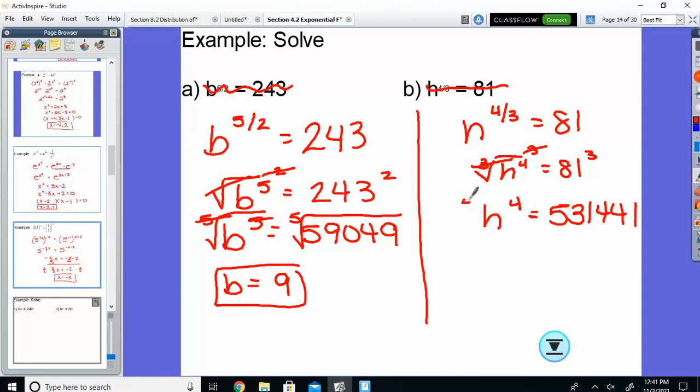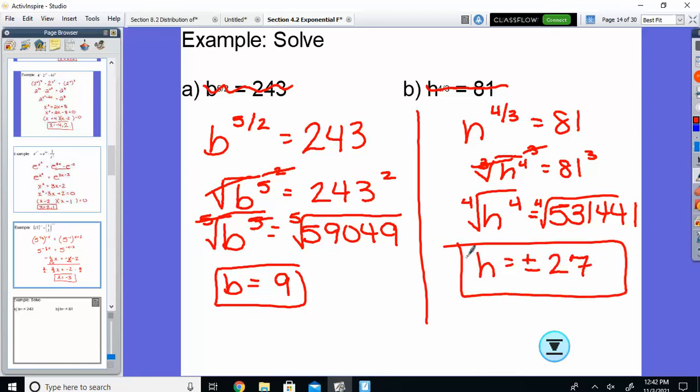Then to get rid of a 4th power, 4th root, which would also get 27. So again, we have to have that plus and minus because it was an even root. Plus and minus 27. Is this stuff okay?